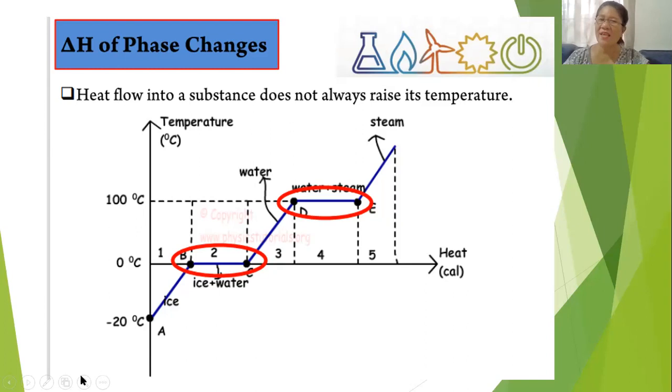So this is the phase change of water. First in a solid form, then in a liquid, then in a gaseous form. The heat also will rise up. Heat in terms of calories will rise up. So that is our phase change. If you talk about phase, it means the changes of its form from solid, liquid, and to gas.